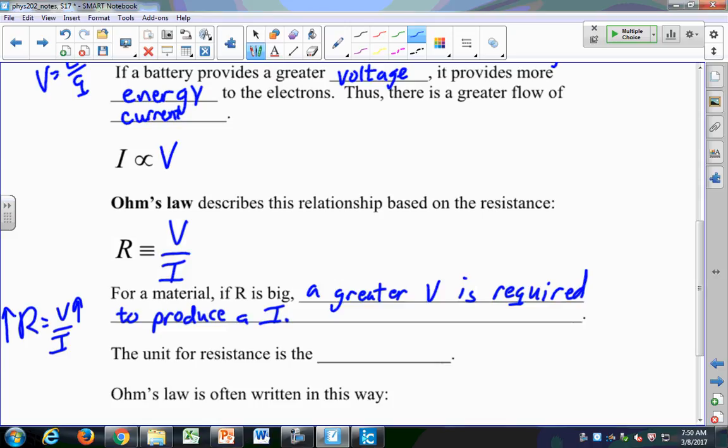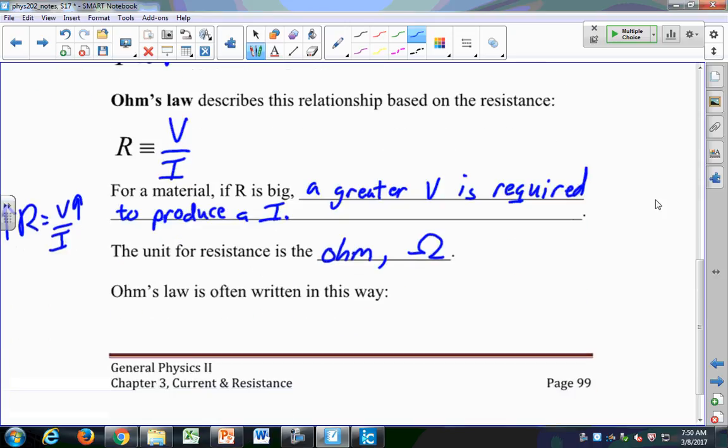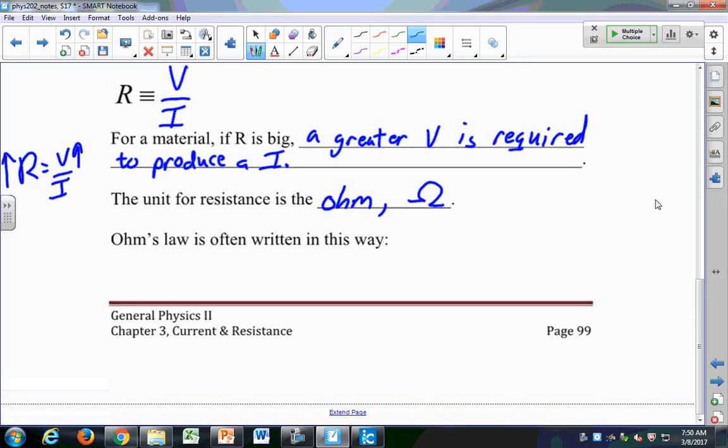The unit for the resistance is the ohm. We use the capital letter omega as the abbreviation for that. And usually the way we see Ohm's law written is V is equal to IR. Ohm's law is really a definition of the resistance, but usually we write it like this, where my voltage is equal to the current times the resistance. Remember, this is volts, this is amps, and this is ohms.